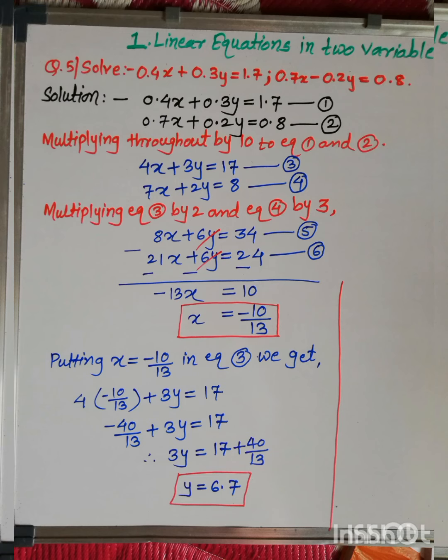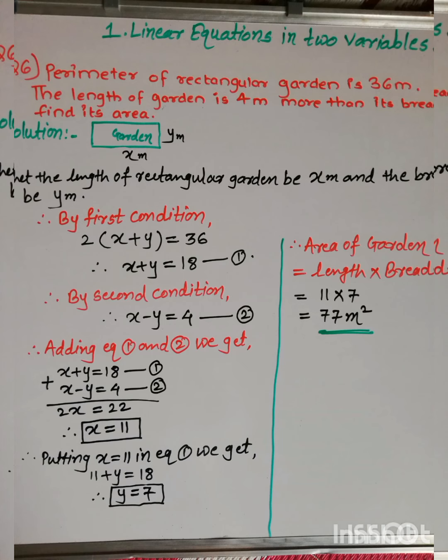Next question is question number 6. Perimeter of a rectangular garden is 36 meters. The length of the garden is 4 meters more than its breadth, then find its area. Okay, so here we have one rectangular garden, and we have taken the length of the rectangular garden to be x and the breadth to be y meters respectively.